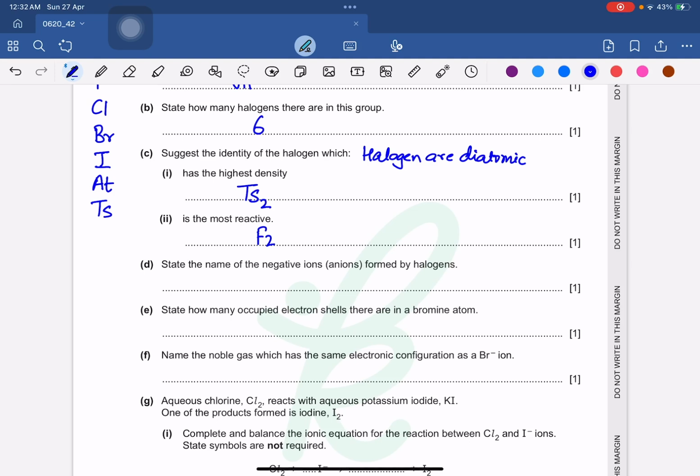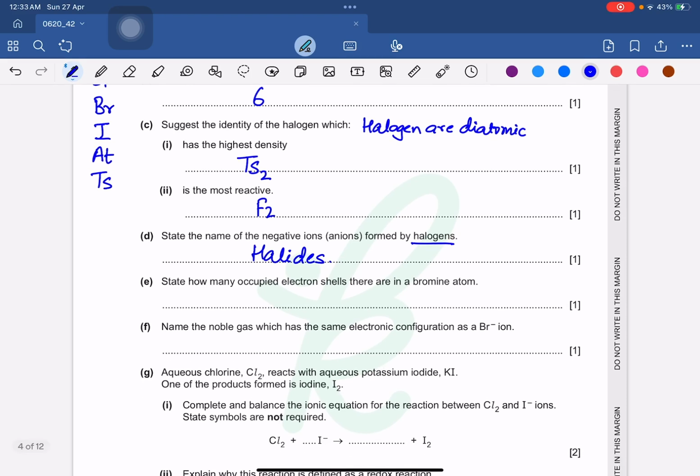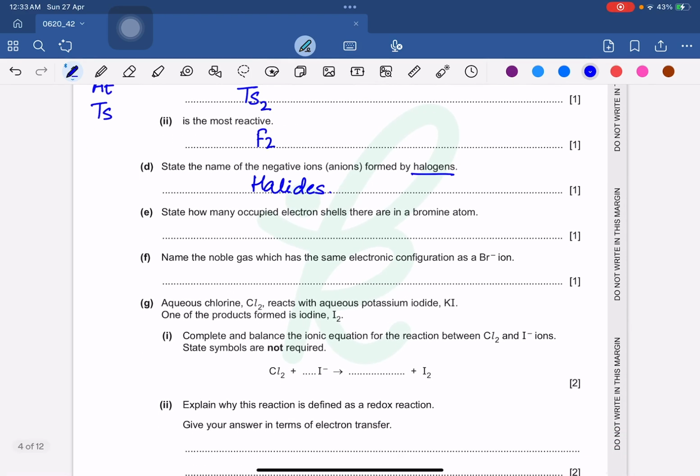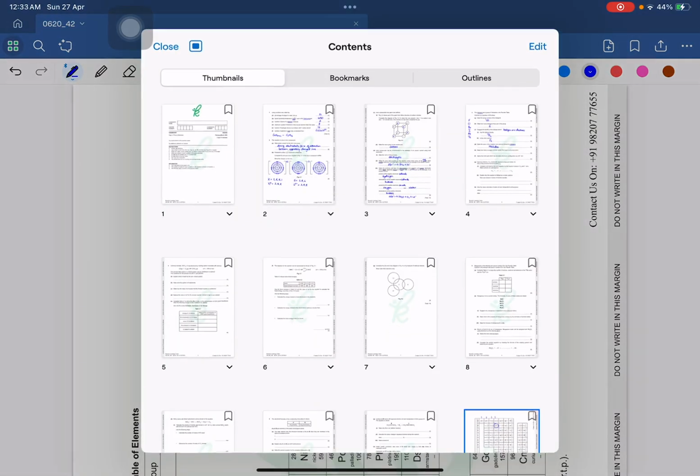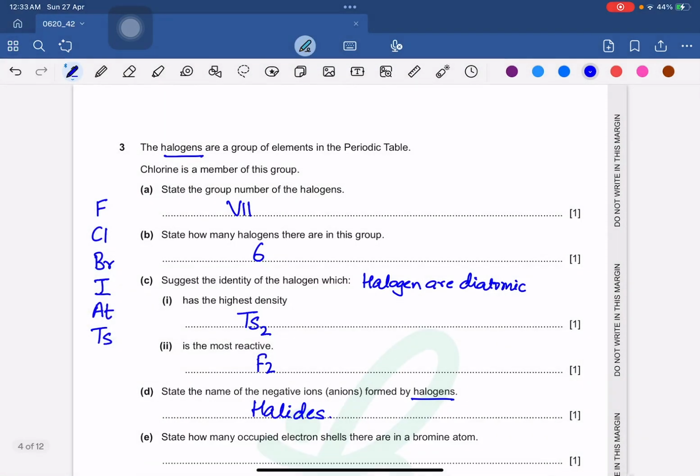Next question. State the name of the negative ions formed by halogens. So the negative ions formed by halogens are called the halides. Next, state how many occupied electron shells are there in bromine atom. So the number of electron shells is always equal to the period number. So let us see in the periodic table in which period does bromine fall in. So bromine falls in period 4. So the answer for that question will be, there will be 4 electron shells in bromine.